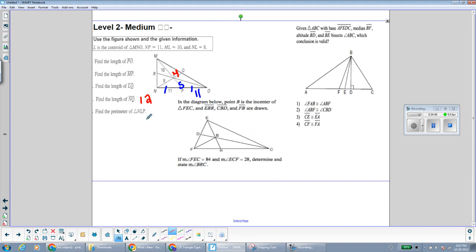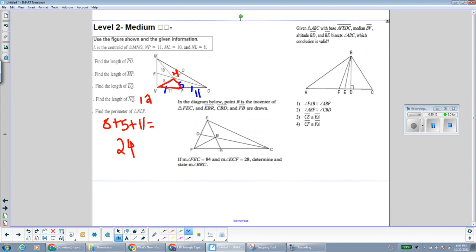And finally, we need the perimeter of triangle NLP. That would be 8 plus 5 plus 11, adding all the sides up together. 11 plus 5 is 16, plus 8, 24.